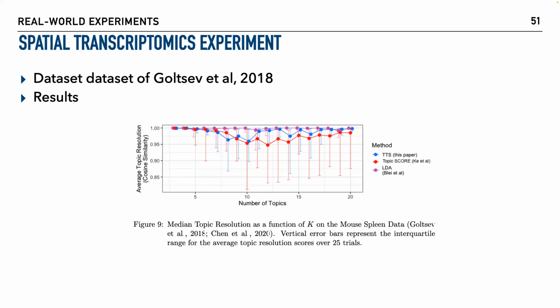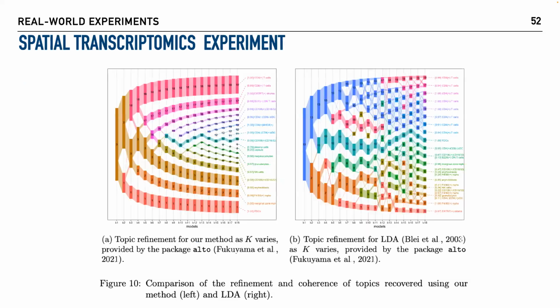And the final test that we did was the following. We're using a recent method proposed by Fukuyama et al. in 2021 that tries to provide diagnostic plots for looking at how your model's topics split as you increase them, as a way of understanding the output. So the idea is that this is a Sankey diagram, if you will, that looks at how topics split and are recombined.